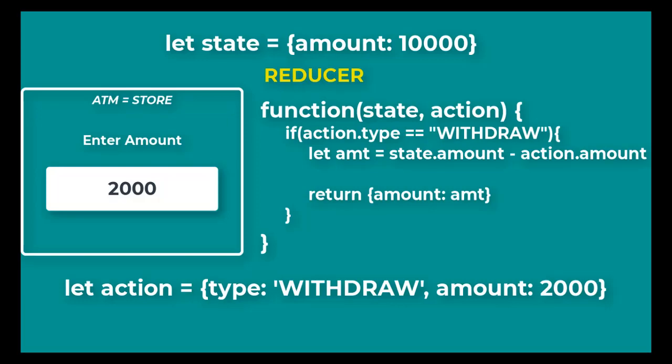So this is Redux in a nutshell. You have a store and you dispatch some action. Based on that action, the reducer will return a new state. That's it, nothing more. Store, action, reducer. These are the three things you need to remember to understand Redux. So now let's implement this concept in our to-do app.